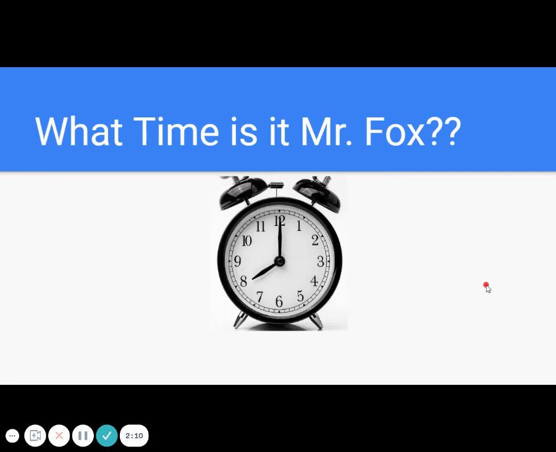What time is it, Mr. Fox? We have an analog clock here. Remember, the short hand is the one pointing to the hour. You should have said it is 8 o'clock because the hour hand is pointing to the 8 and the minute hand is pointing to the 12. Good job.